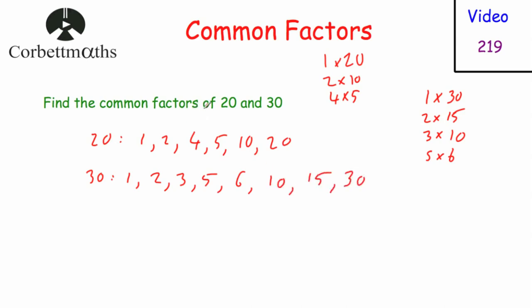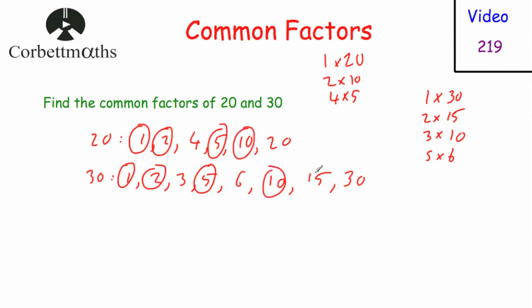Now we're looking for common factors of 20 and 30. Well, 1's a common factor of both of them straight away. 2 also. Now 3's not on the list for 20. 4's not on the list for 30. 5's a common factor. 6 isn't a common factor, it's not on the list for 20. 10 is a common factor, it's in both of the lists. And then 20, 15, and 30, none of those are common factors. So the common factors of 20 and 30 would be 1, 2, 5, and 10.